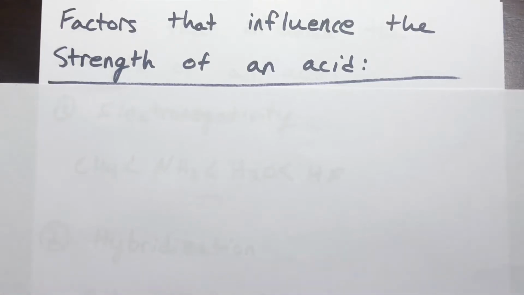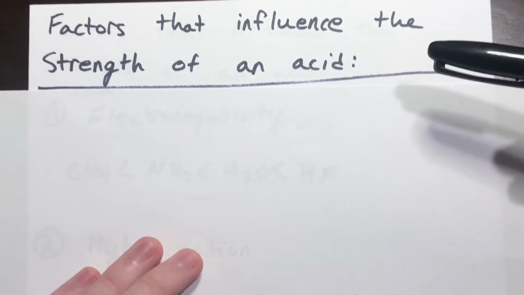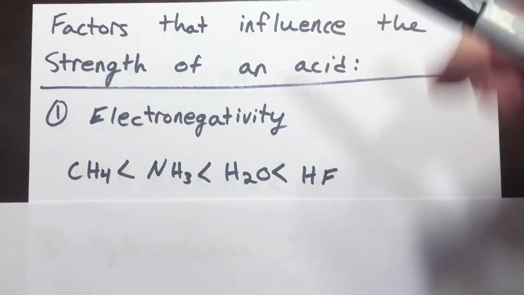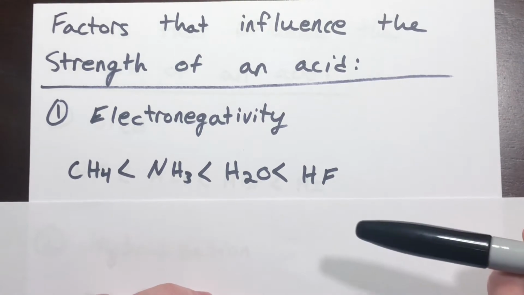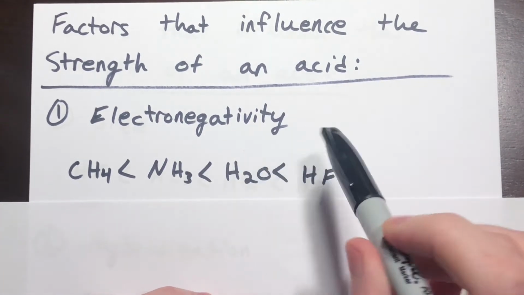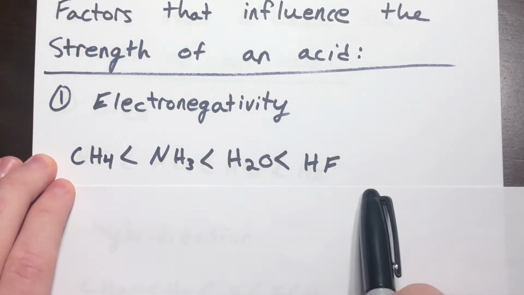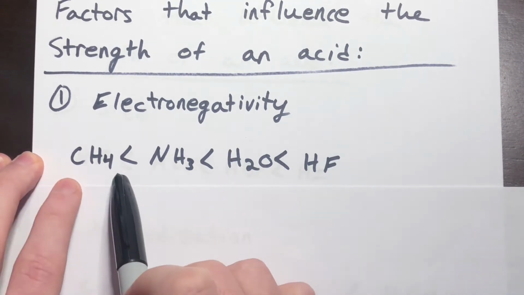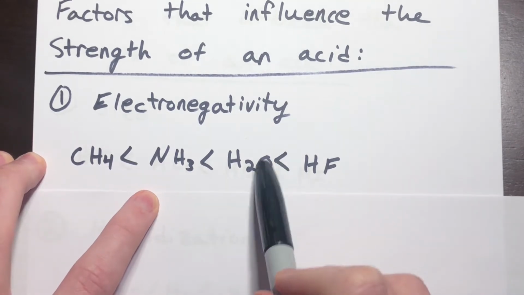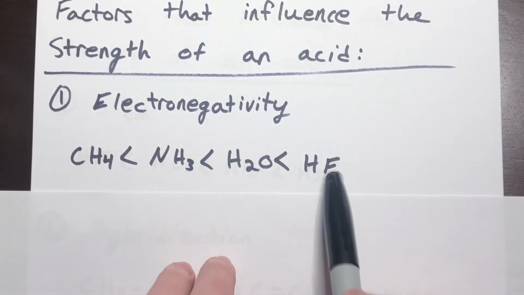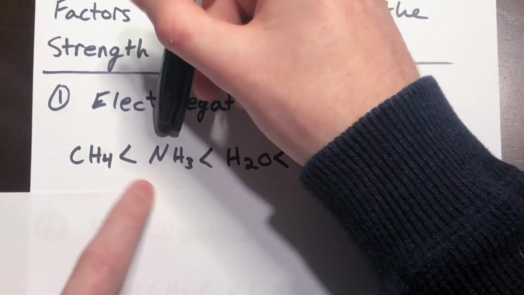So there are several factors that influence the strength of any particular acid and therefore influence the pKa of that acid. So the first thing is electronegativity. The more electronegative the atom bound to the acidic proton is, the higher the acid strength. So this is what I mean here by this expression: we have CH4, which is less acidic than NH3, which is less acidic than H2O, which is less acidic than HF. So what we're comparing in terms of electronegativity is the fluorine compared to the oxygen, compared to the nitrogen, compared to the carbon.